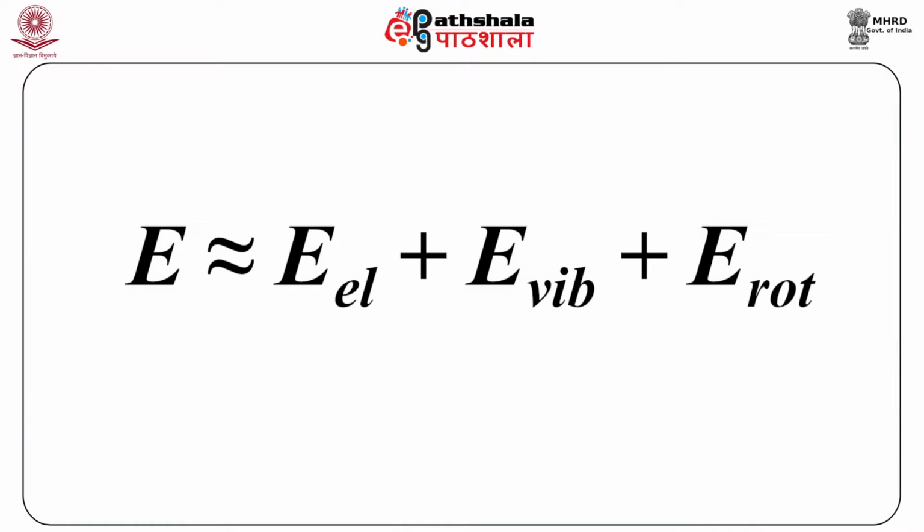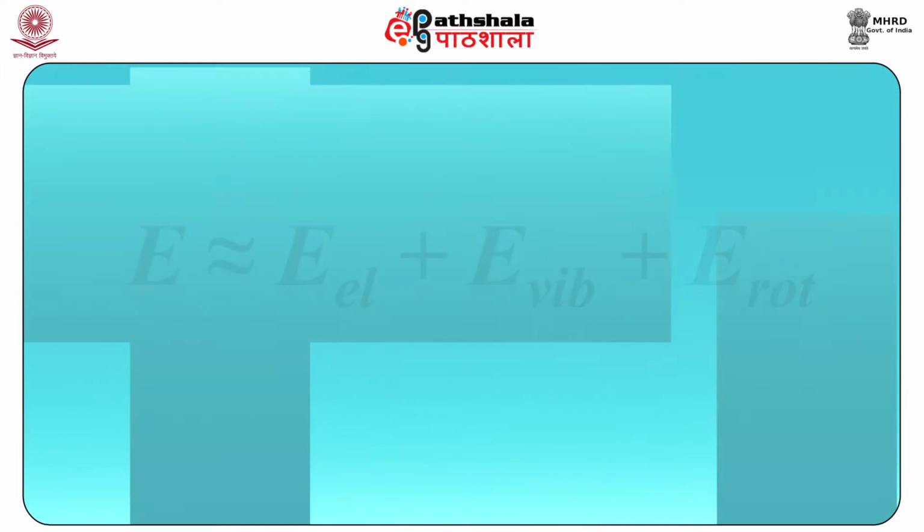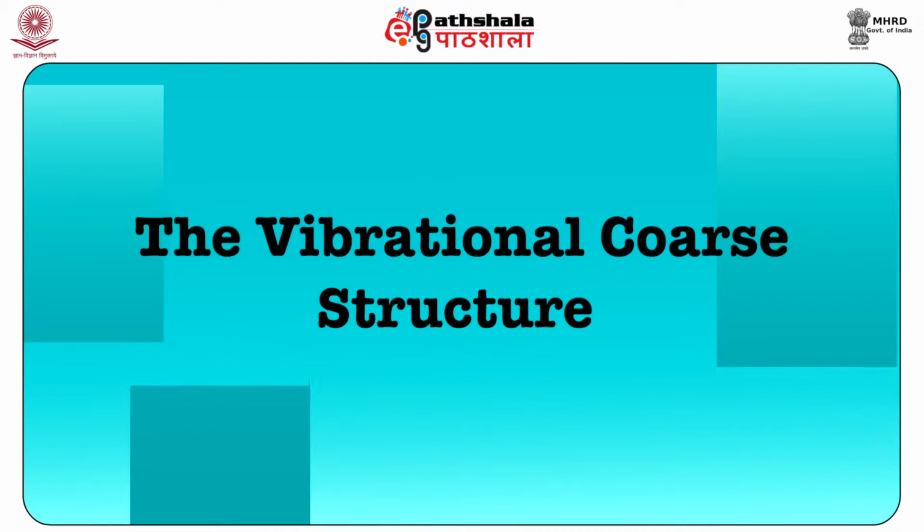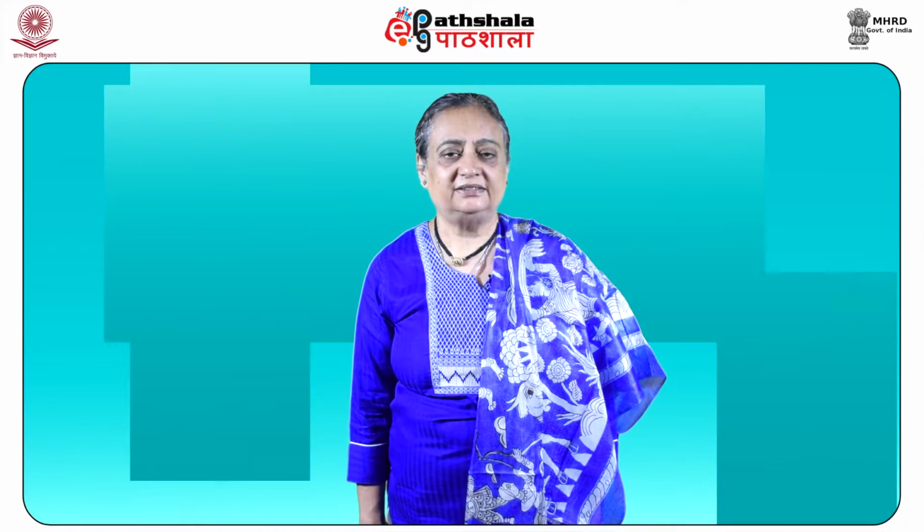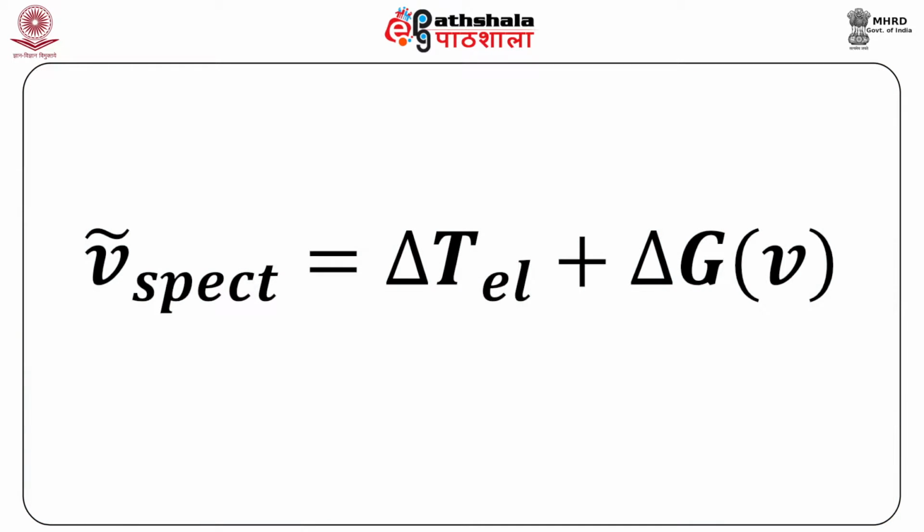Thus, we may write E, the total energy, is equal to the electronic energy plus the vibrational energy plus the rotational energy. First, discuss the vibrational core structure. We will ignore the rotational energies because they are much smaller than electronic energies, and write for the wave number of the absorbed or emitted photon. Its wave number is given by the change in the electronic energy plus the change in the vibrational energy, that is delta T electronic plus delta G V, where delta T electronic is the difference of electronic energies of the involved two states expressed as wave number.